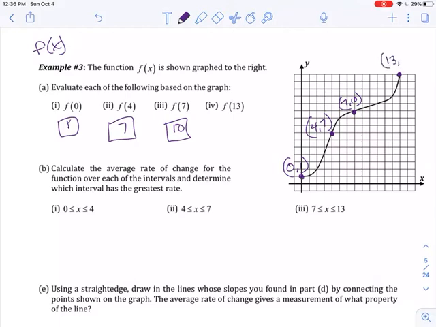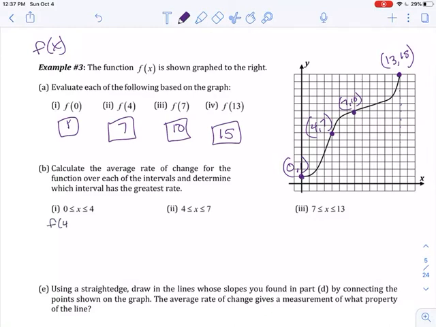And f of 13 is this last point right here. It's 13, and this is 1, 2, 3, 4, 5, 6, 7, 8, 9, 10, 11, 12, 13, 14, 15. See how I'm just counting to see what the y is. F of 13 is 15. All right, now that I have that, I'm going to find the average rate of change over the intervals. I'm going to try 3 different intervals.